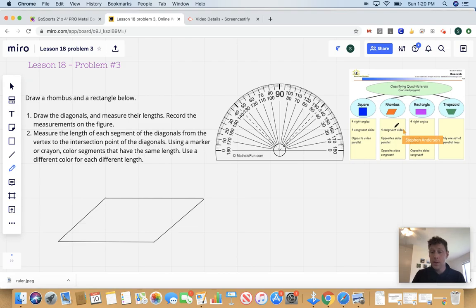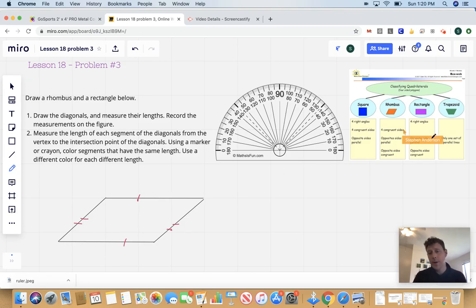Now, a rhombus has four congruent sides. That means that all of its sides have the same length. That's an important attribute or feature of a rhombus. They have to be the exact same size, each of the lines. And its opposite sides are parallel, which you can see here. This side is parallel to this side, and this side is parallel to this side. These are parallel lines. So this is a rhombus.